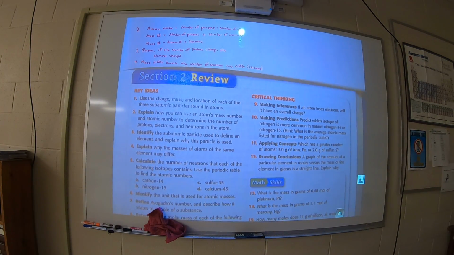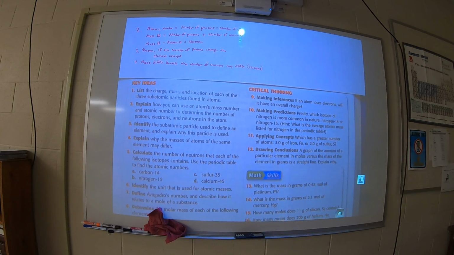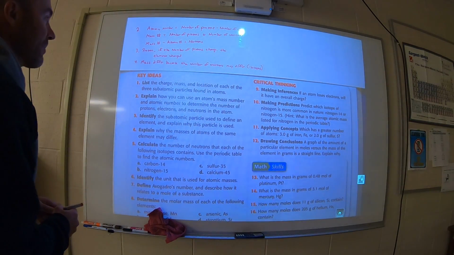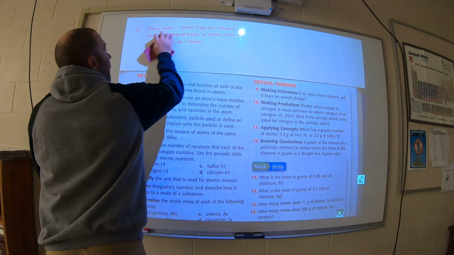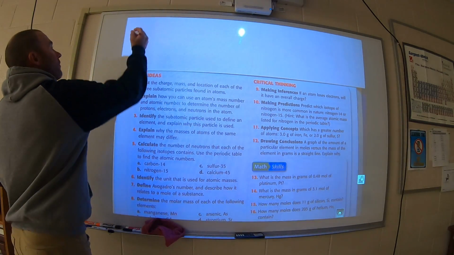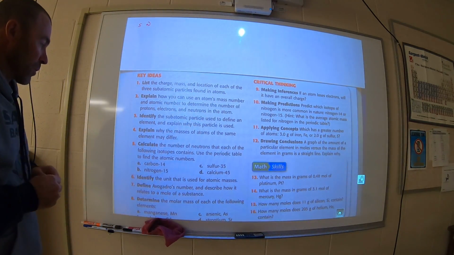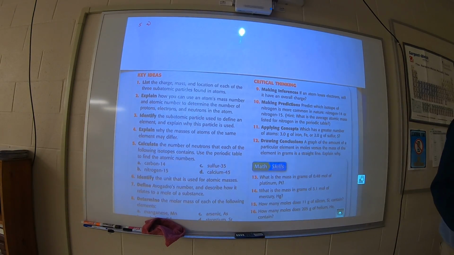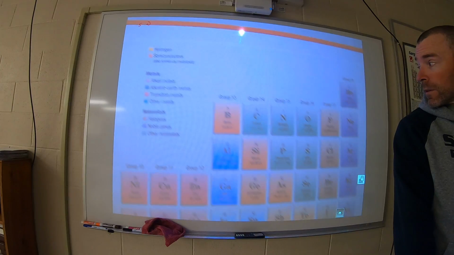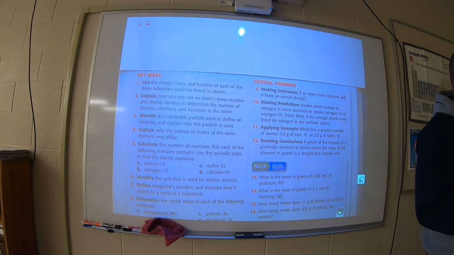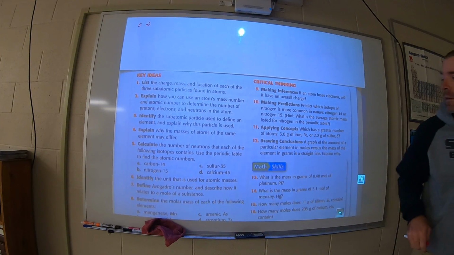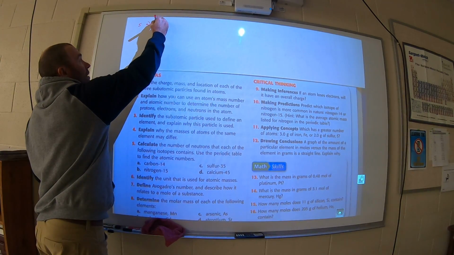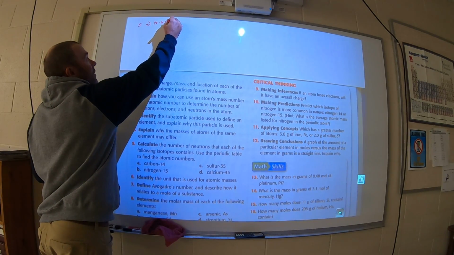5 says, and I'm going to move this up a little bit, calculate the number of neutrons that each of the following isotopes contain. Use the periodic table to find the atomic numbers. So I'm going to erase 2 through 4. We'll put 5A is carbon 14. So that's the mass number right there. So if we look at carbon on the periodic table, which is right here, you can see carbon has an atomic number of 6, which is also the number of protons. So we want to know the number of neutrons. So if we take 14 minus 6, you get 8 neutrons.